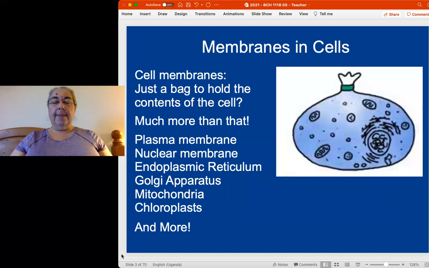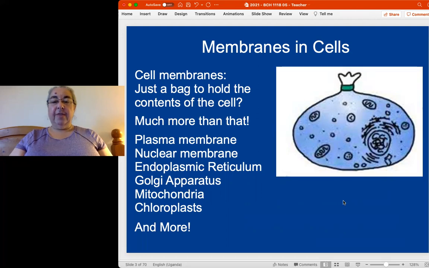Okay, so membranes in cells. I think that perhaps the picture that you already have of the cell membrane is something like a bag that holds the contents of the cell in place. Here we just have a bag, like a plastic bag, with some liquid inside and some things floating around in that liquid. Well, if that's the impression that you have of the cell membrane, you're about to find out that there's an awful lot more to it than that.